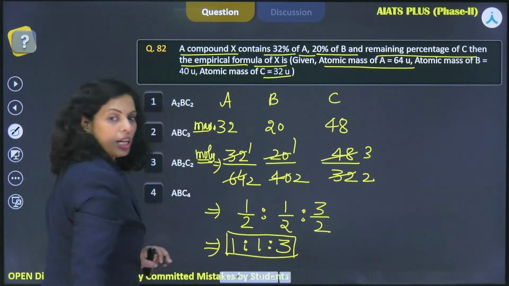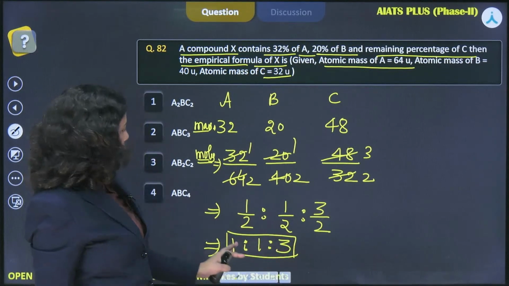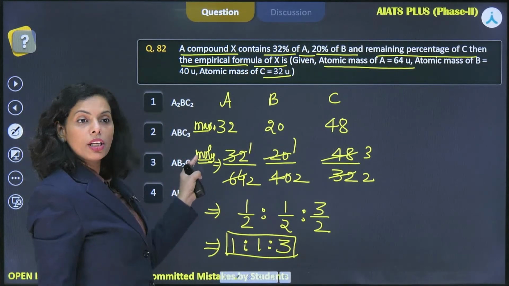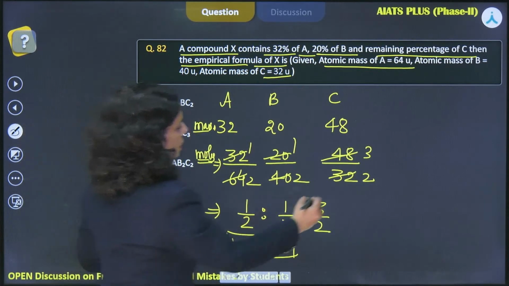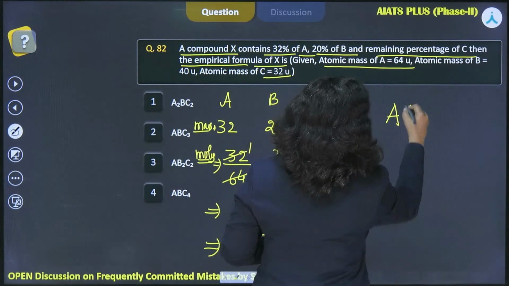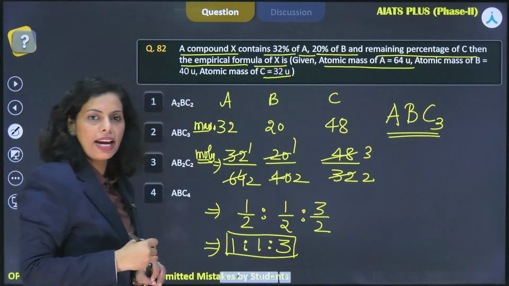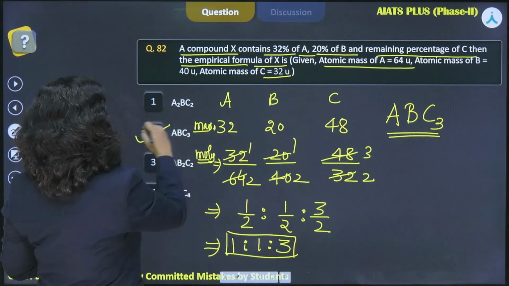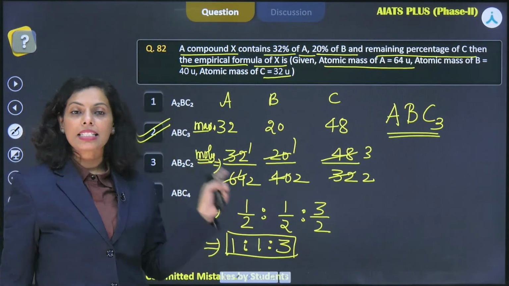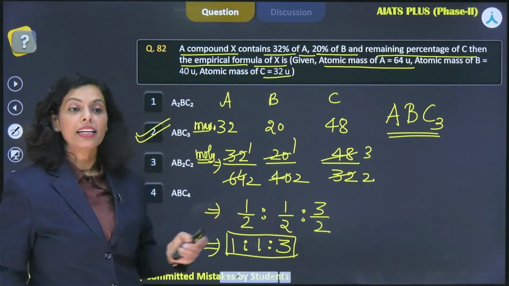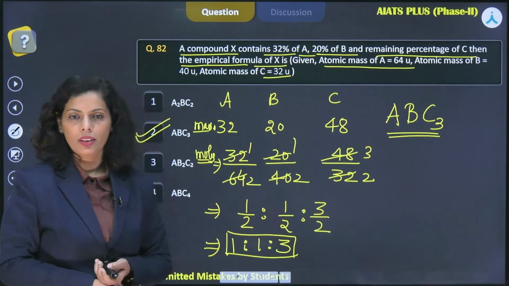What would be the empirical formula now? Just tell me. 1 is to 1 is to 3. So what would be the empirical formula now among the given options? A is 1, B is 1 and C is 3. ABC3, right? And this ABC3 is given here in the second option. Clear? So this is the question from last year's NEET, and if you are attempting it right, it means plus 4 marks. Such type of question can also be there in the NEET 2025, right?